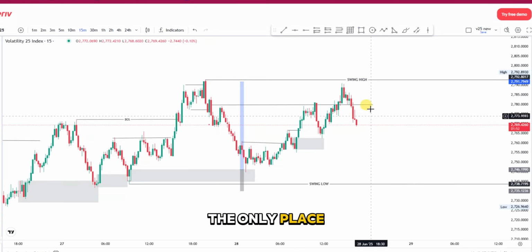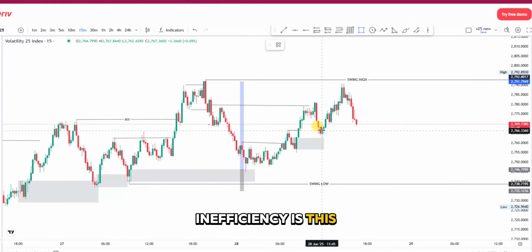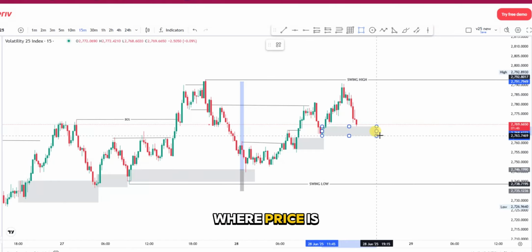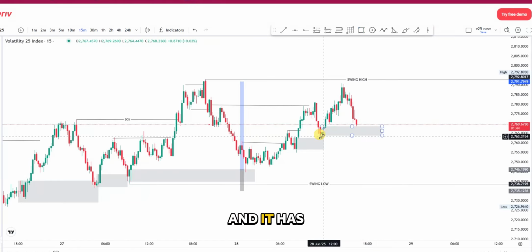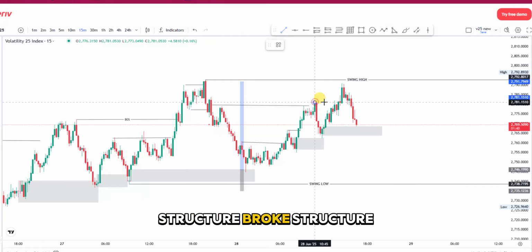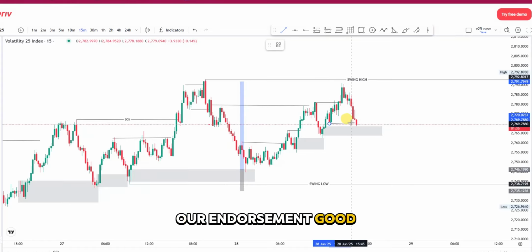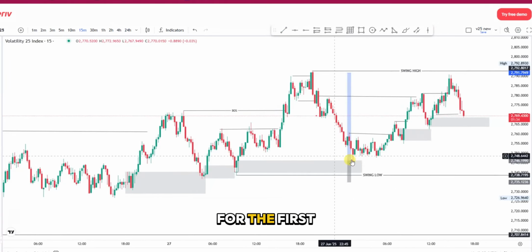So now the only place that we are expecting to get inefficiency is this zone, where price is currently trading, and it has also swept liquidity and then broke structure. So now this one can be our inducement. Good, I didn't show you my inducement for the first trade.